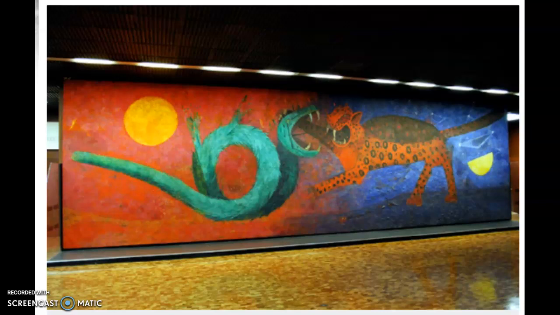The color palette used by Tamayo in this work contains vivid colors, balancing complementary colors across the entire surface. Orange for the jaguar and cobalt blue background, green for the snake, with an orange background mixed with a Mexican rose color typically used by Tamayo, which is found in most of his works.